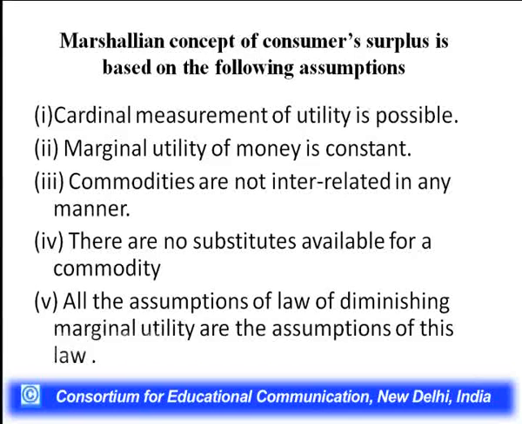Now, this Marshallian concept of consumer surplus is based on the following assumptions. Number one is cardinal measurement of utility is possible. This says that utility can be measured cardinally in terms of numbers.